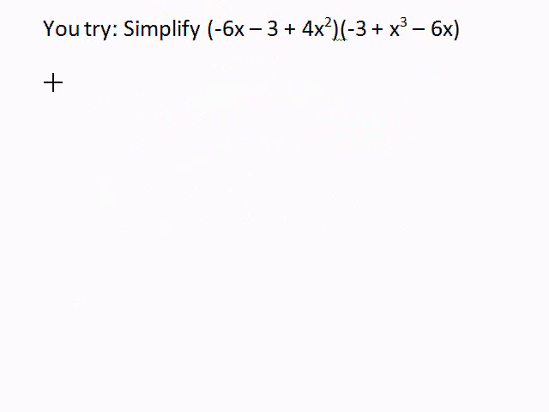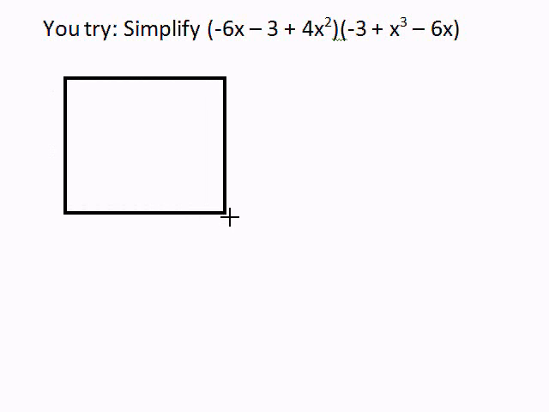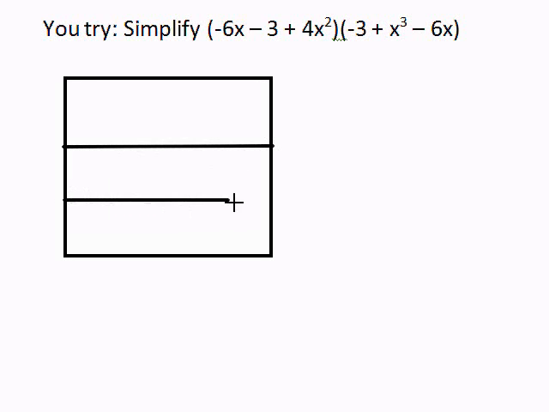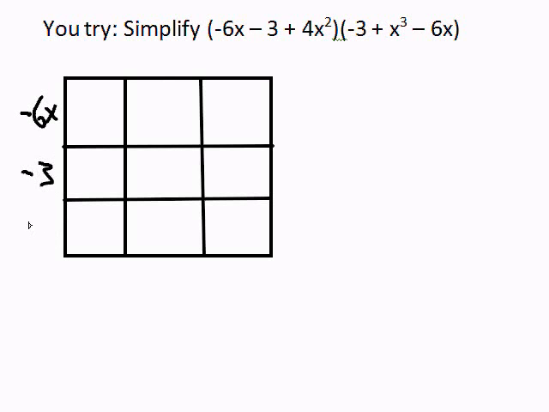So when I make my box, I am going to need to make it a little bit larger than usual. I'm going to need to make it a 3 by 3 box because I have three terms in both sets of parentheses, so 3 on top and 3 on the side. I get negative 6x on this side, negative 3, positive 4x squared. On the top I get negative 3, x to the third, and negative 6x.